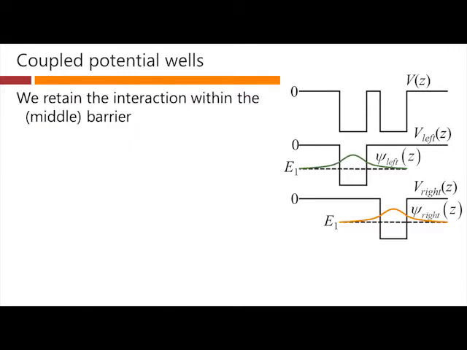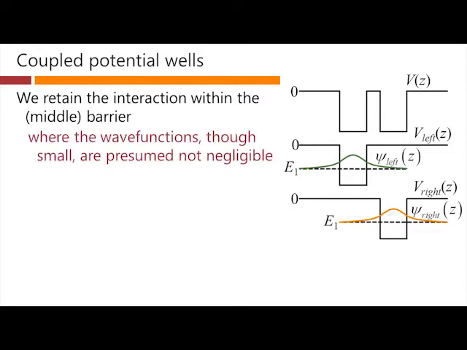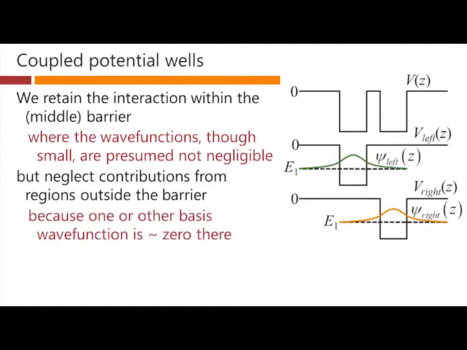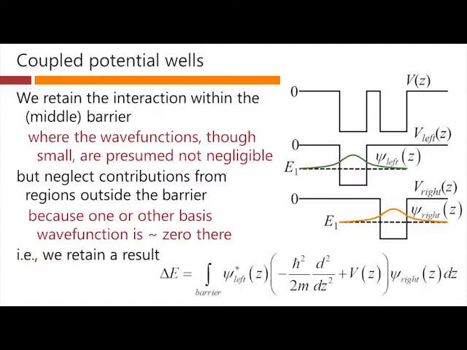So we are, however, going to retain the interaction within this middle barrier here, where the wave functions, although small, are presumed not to be negligible. So we're saying this wave function isn't negligible and this wave function isn't negligible when they're within this barrier. But we are going to neglect contributions from the regions outside this middle barrier, as we've just discussed, because one or other basis wave function is approximately 0 there, at least for these off-diagonal terms in the Hamiltonian that we're looking at now.